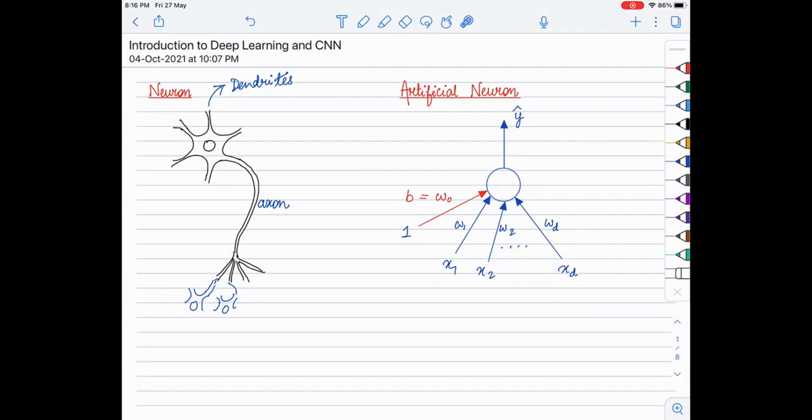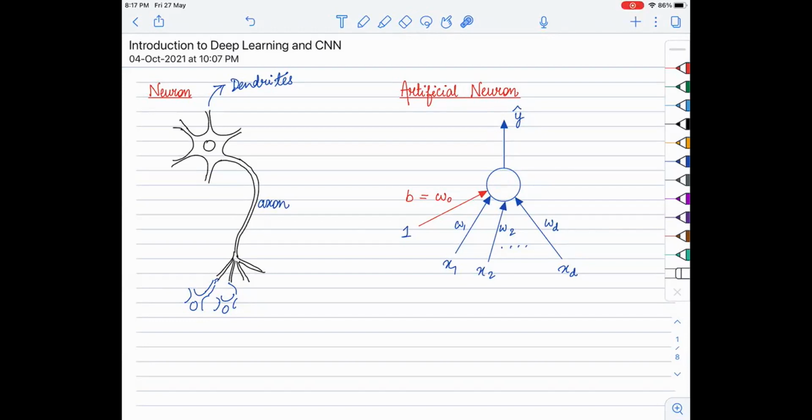Is this architecture clear? Or does anybody want me to repeat the details of the architecture? This is the neuron. It receives certain inputs and does some computation here. I have not told you what computation it does yet, but we'll see that, and it spits out some y hat. That's the basic computing unit. This is one single artificial neuron.